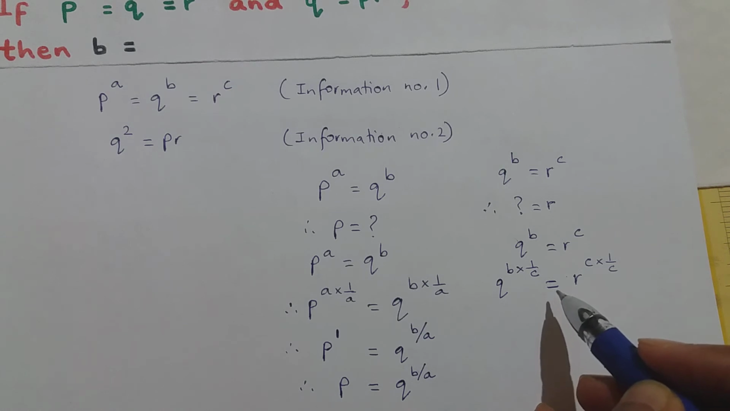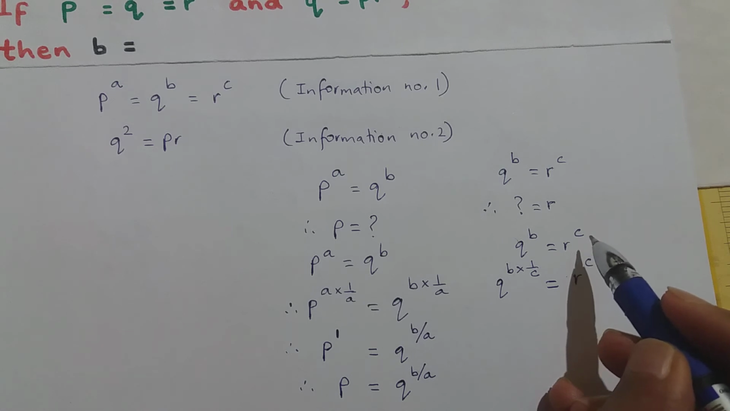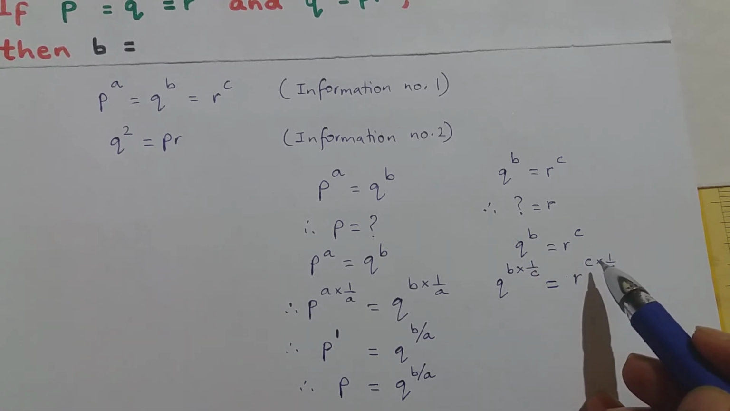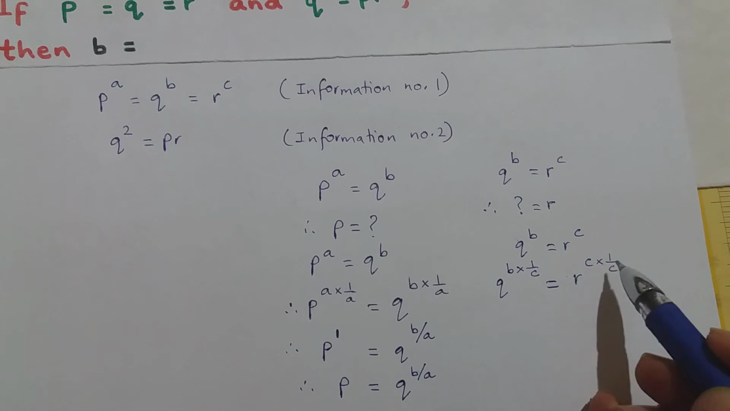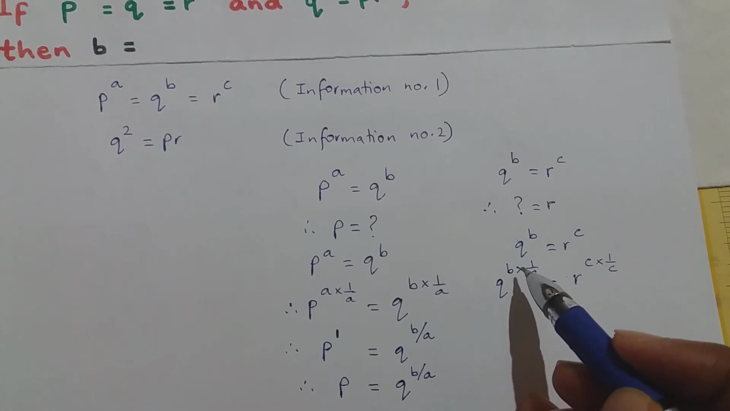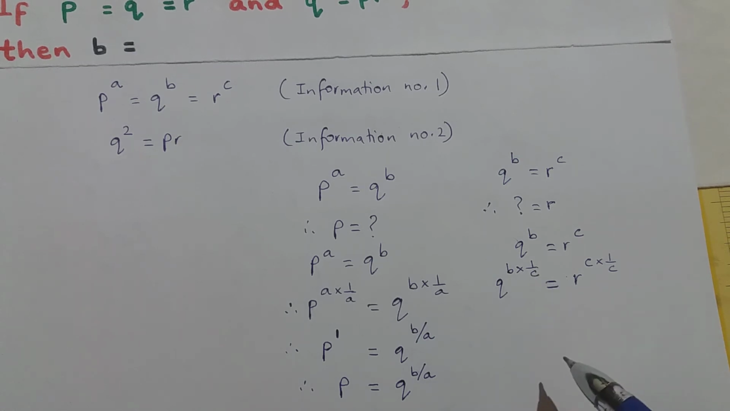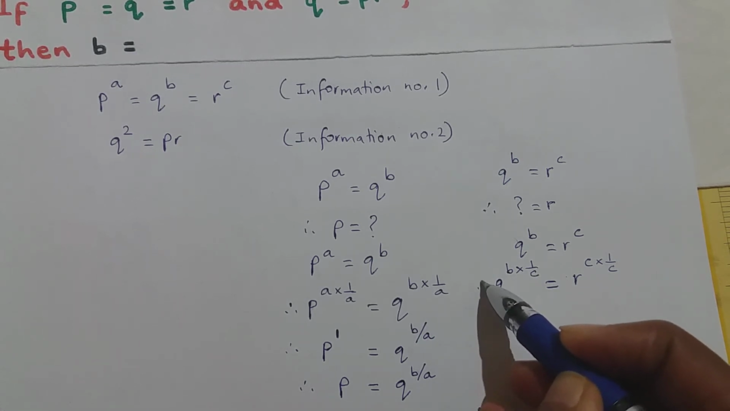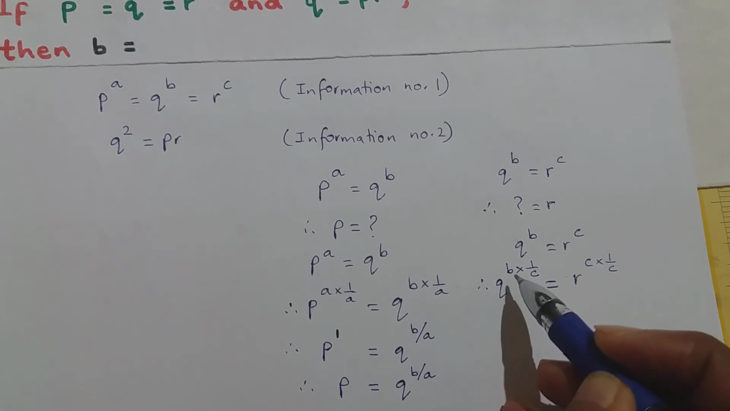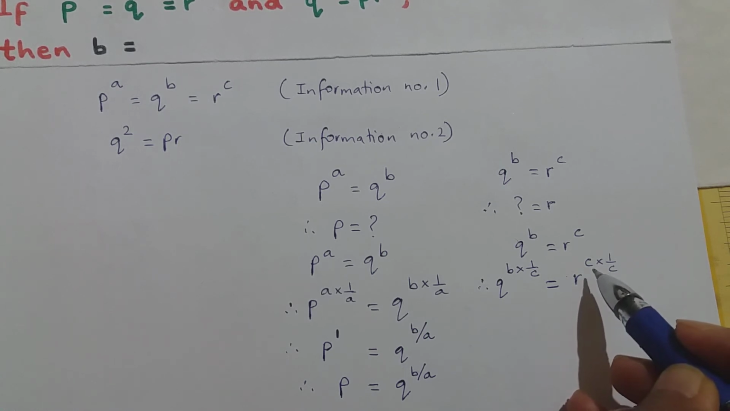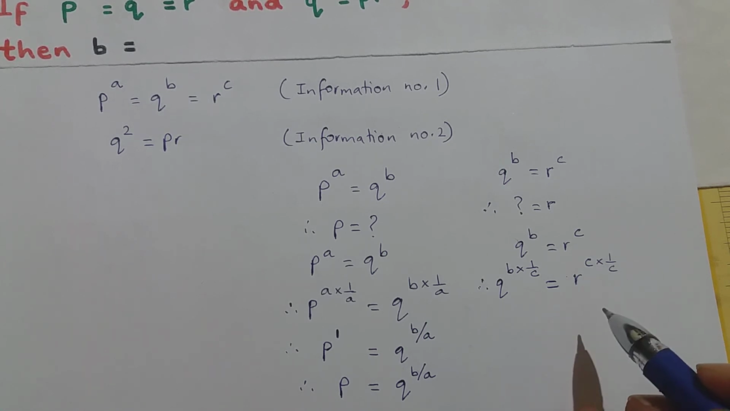In order to keep it in equation form, whatever operation we do on the right hand side of the equation, the same operation we have to do on the left hand side also. Here on the right hand side, I am multiplying the power with 1 by c, so on the left hand side also I will multiply the power with 1 by c. Therefore we have q to the power b into 1 by c is equal to r to the power c into 1 by c.